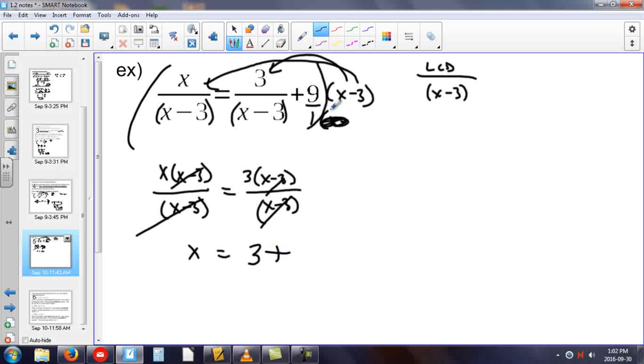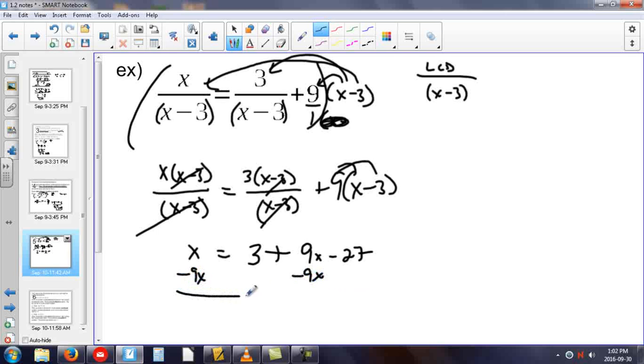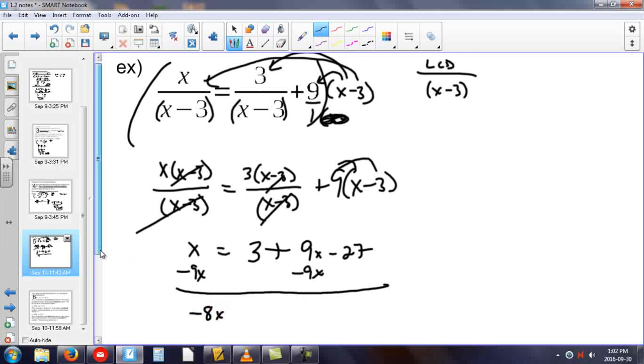Plus, now the 9, I'm going to have to distribute this. Oh, whoops, plus 9 times x minus 3. Now there's nothing to cancel, so it's 9x minus 27. Well, I think what I'm going to do is move the 9x over, and I'm going to combine my like terms. This is a negative 8x.